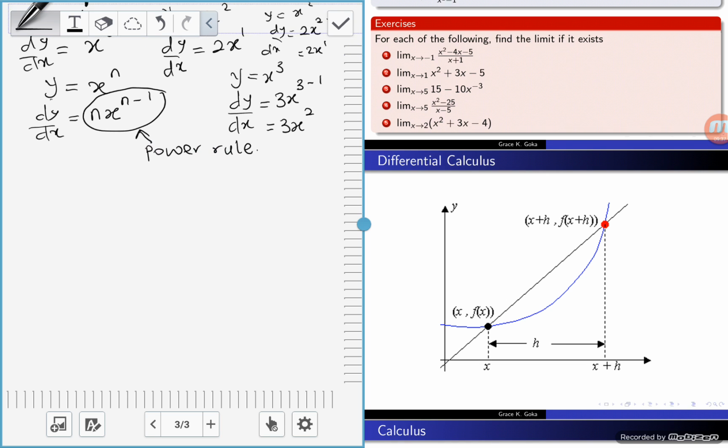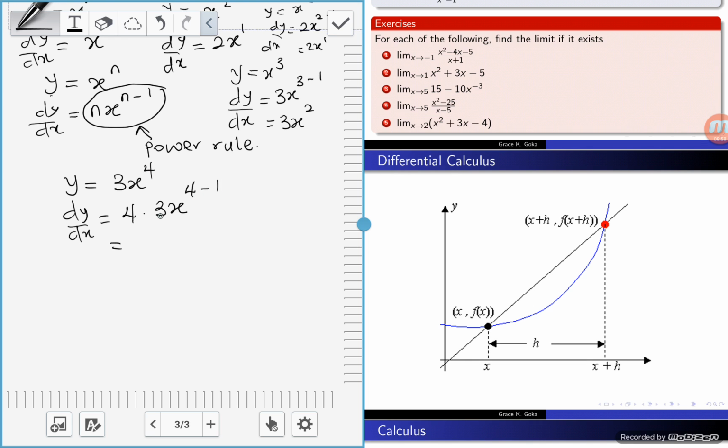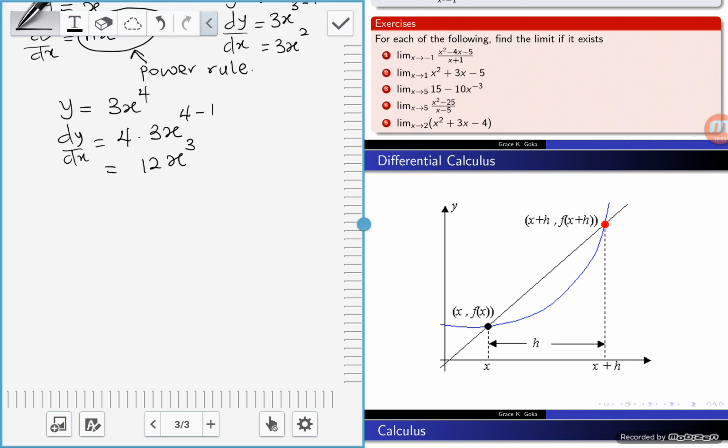Okay, so let's look at examples. If I have y is equal to 3x to the power 4, then dy/dx is the 4 multiplying the function, so 4 times 3x, subtract 1 from the power, so 4 minus 1. And this is 4 times 3, which is 12, times x to the power 3. Okay, so with that being said, let's see if you can solve this. y is equal to negative 15x to the power 2.